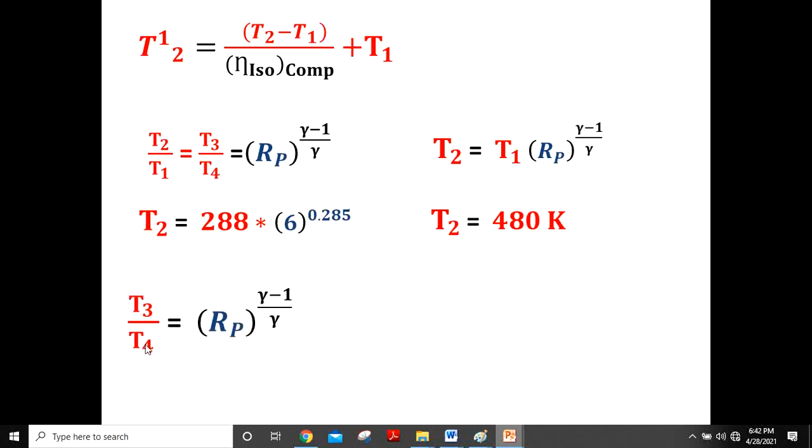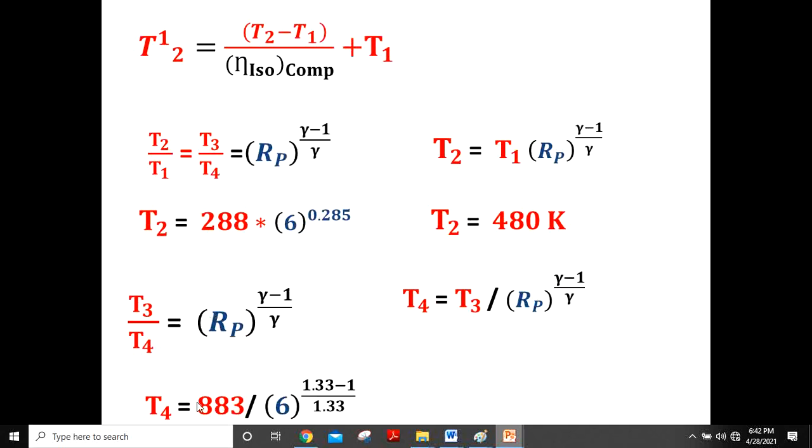Similarly, you don't know the value of T4. Therefore, T4 is equal to T3 divided by Rp to the power of (gamma minus 1) divided by gamma. T4 is equal to this ratio, you take 883 divided by 6 to the power of (1.33 minus 1) divided by 1.33. This is for expansion, they are clearly mentioned. Expansion in the turbine, the specific heat ratio gamma is 1.33. Therefore, T4 is equal to 566 Kelvin.